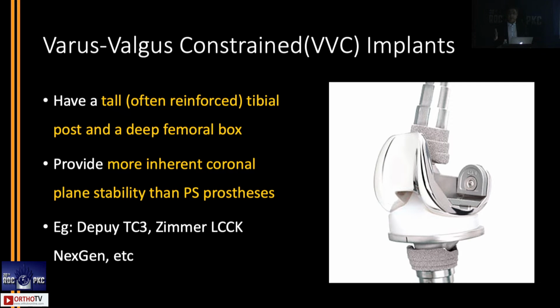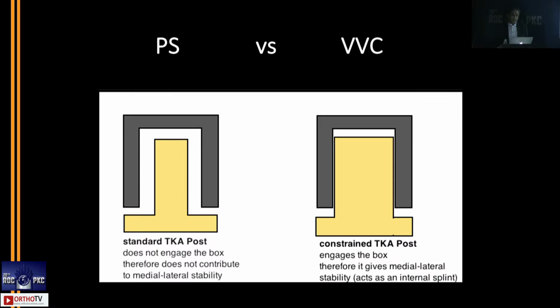Now coming to the next ladder of the constraint, that is varus valgus constraint, and examples are TC3 in Depuy, LCCK in Zimmer, and NextGen, etc. Basically, they have got a very tall, often reinforced tibial post and a deep femoral box, and it will provide more inherent coronal plane stability than PS designs. So obviously, the constraint is more, the stability is more.